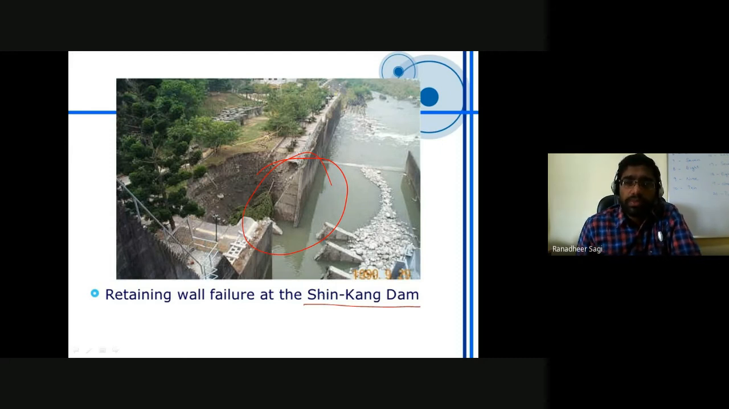But what has happened is, over time, maybe because of excess pressures getting developed on the retaining wall, or maybe the uplift pressure getting developed at the bottom of the retaining structure, which is relatively higher.